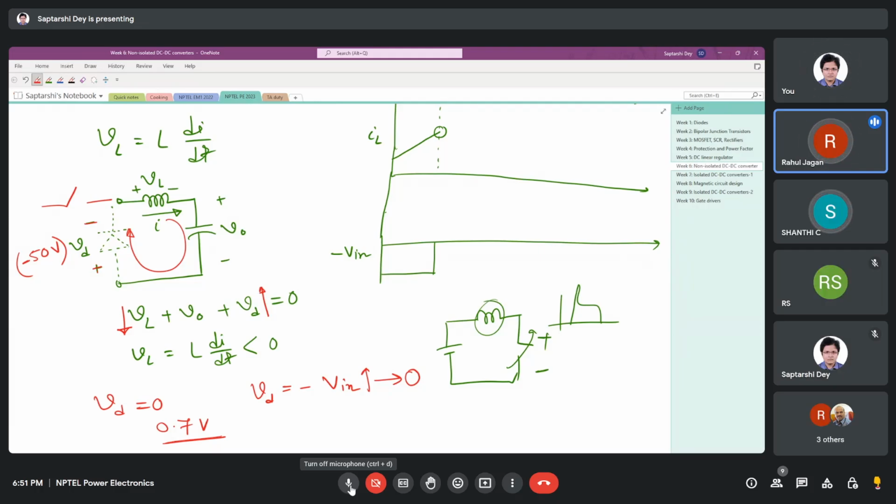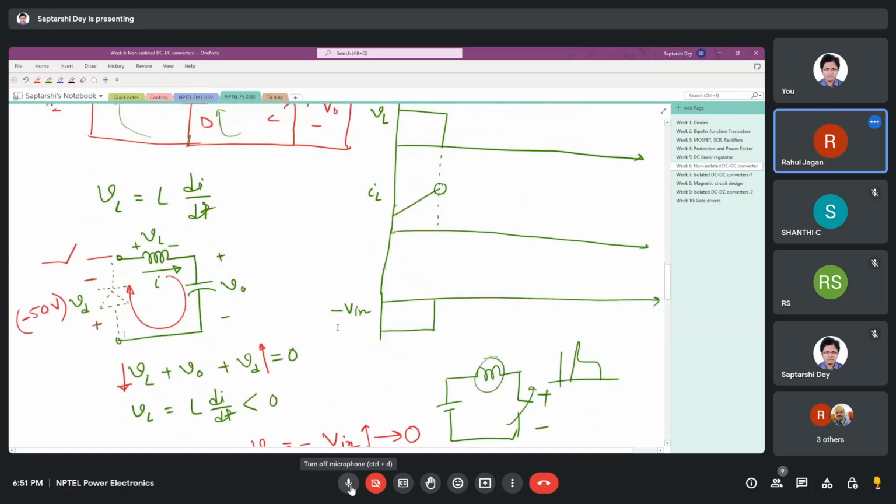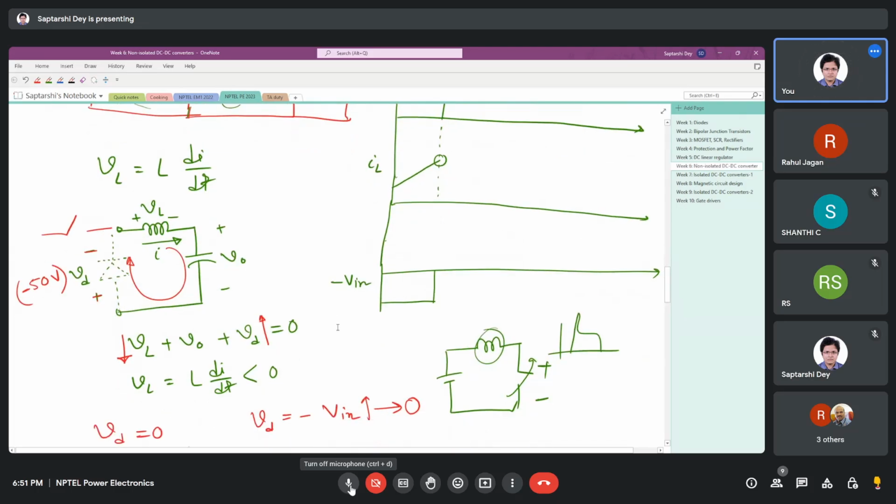Sir, the inductor voltage is negative, no? The inductor voltage near the switch end should be negative, no? What were you saying about the inductor voltage near the switch? The inductor voltage near the switch end should be negative in order to turn on the diode.